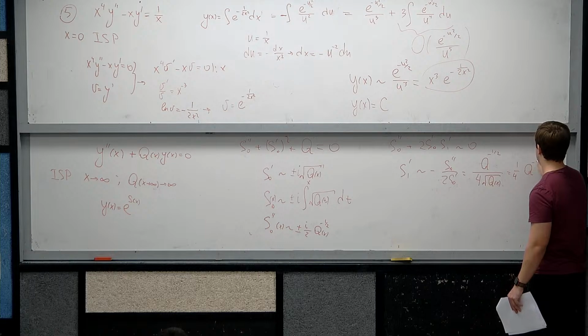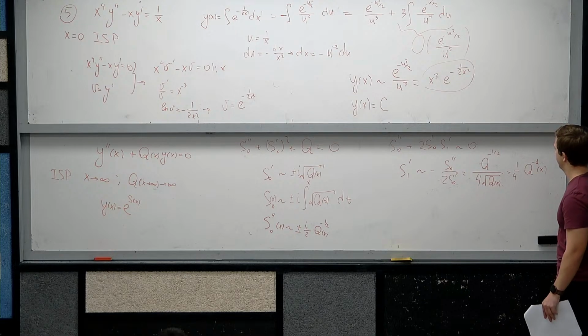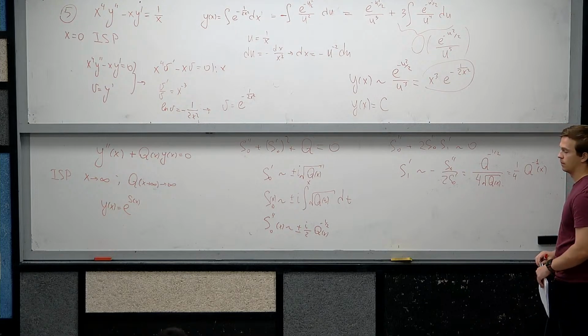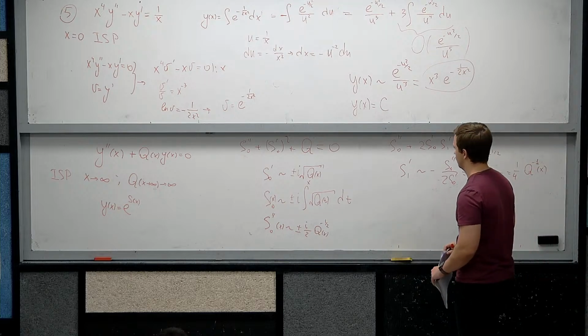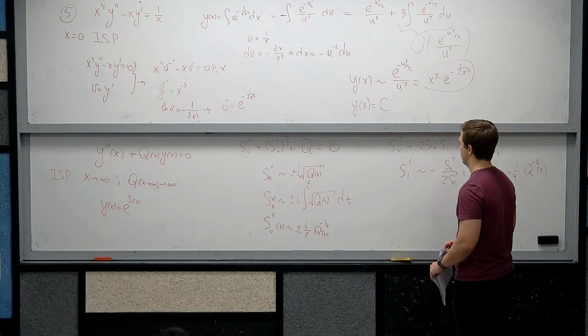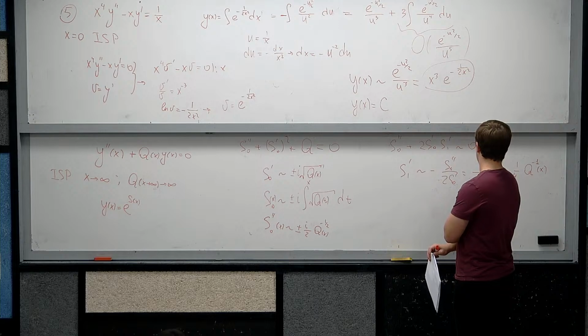Shouldn't there be q prime? No, I don't think so. When you took the second derivative, it's a function of x, not t. So when you took a derivative, a second derivative, shouldn't there have been q prime? Because it's square root of q, and q is a function of x.